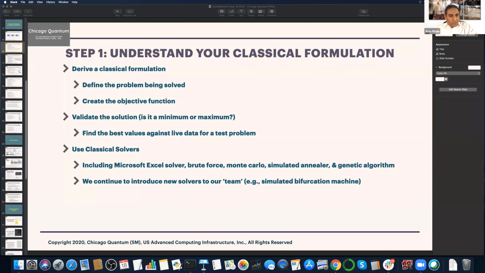I want to tell another story here. I mentioned here to find the best value against live data. Jeff made a lot of effort to get live data in early. We used random values initially to test things, but we very quickly started bringing in live data from the market. I know of a company that started with some code, created a formulation, and said, hey, we can put this on D-Wave, we can patent this formulation, but they couldn't find live data to validate their formulation. And they shut down.